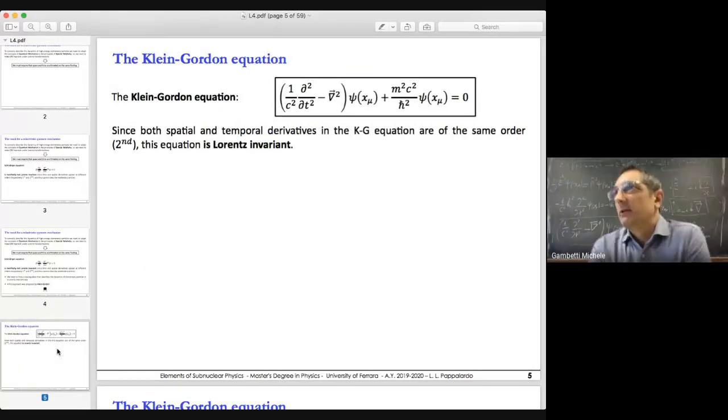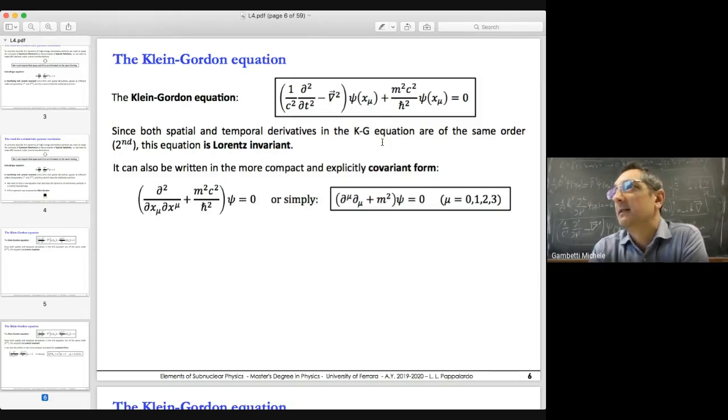Okay, so this is the equation we derived, the Klein-Gordon equation, and now this is clearly Lorentz invariant because both the time derivative and the spatial derivative are at the same order, so both are second order, whereas in the Schrödinger equation, only the spatial derivative is second order and the time derivative was only first order. Okay, so this is now, let's say, manifestly Lorentz invariant.